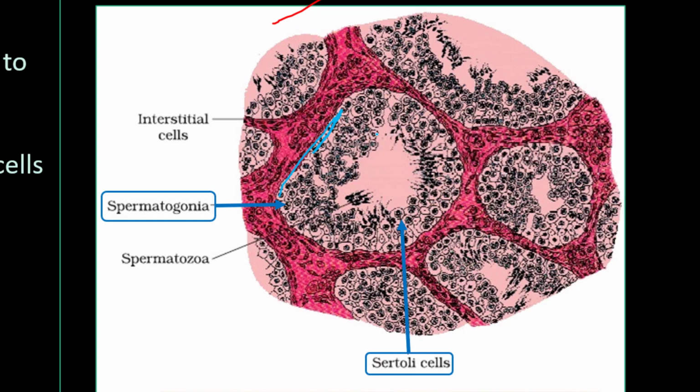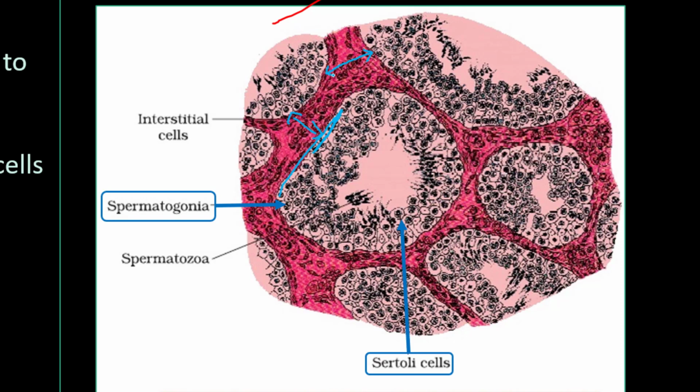One is called the spermatogonia, or the male germ cells, that will undergo meiosis to produce the sperm, and the second one is the Sertoli cells that will provide nutrition to the developing germ cells. Now the space outside each of the seminiferous tubules is called the interstitial space.